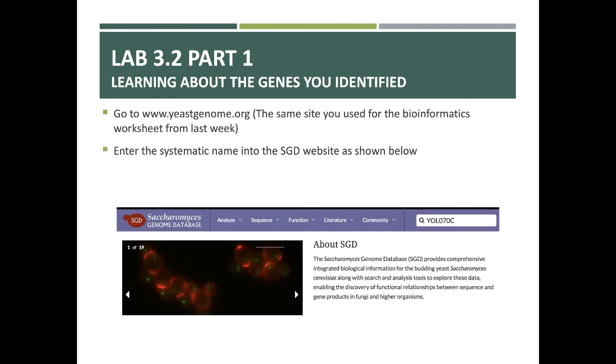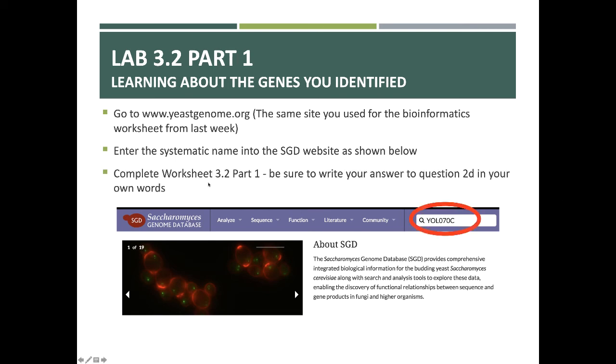Now, I showed a little bit of this on the last podcast, but just to remind you, you're going to take the ORFs identified from that Excel sheet and place them into the search function on the yeastgenome.org database. And after you do that, as you saw in the last podcast, it will pull up a lot of information about that gene. Enough information for you to answer the questions related to this activity and to build your poster. Here's just a reminder in Worksheet 3.2 Part 1. Be sure to write your answer to question 2D in your own words.